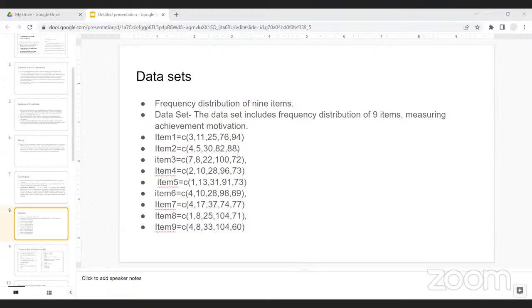This can be done by binning. So we can find out this frequency when there is continuous data, metric data. So you can find out how many categories will be there and what will be the frequencies. For example, here I am presenting you one data set.